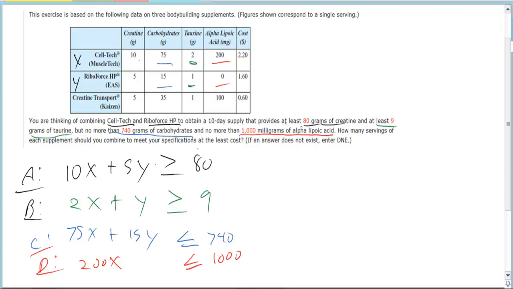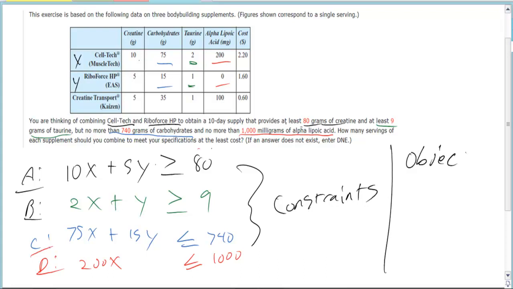And we want to do this at the least cost. So what would be our least cost? These are all of our constraints. And now what we're going to write, I apologize, it's midnight, so I'm a little tired. Constraints, there we go. And now we're going to write our objective.